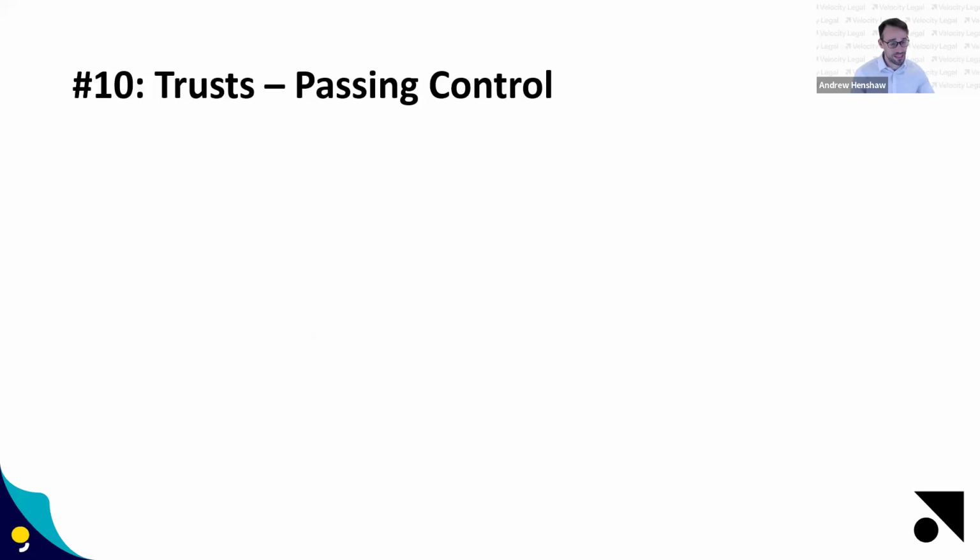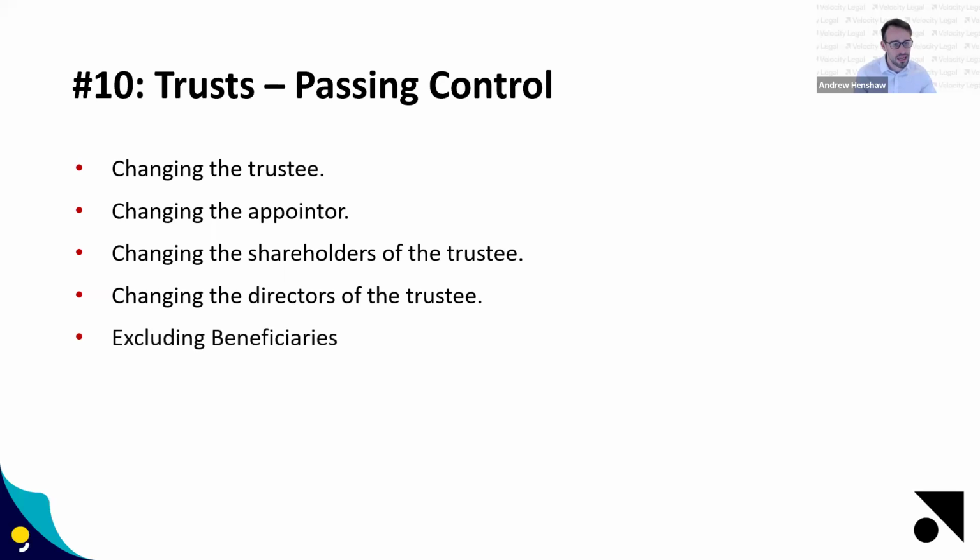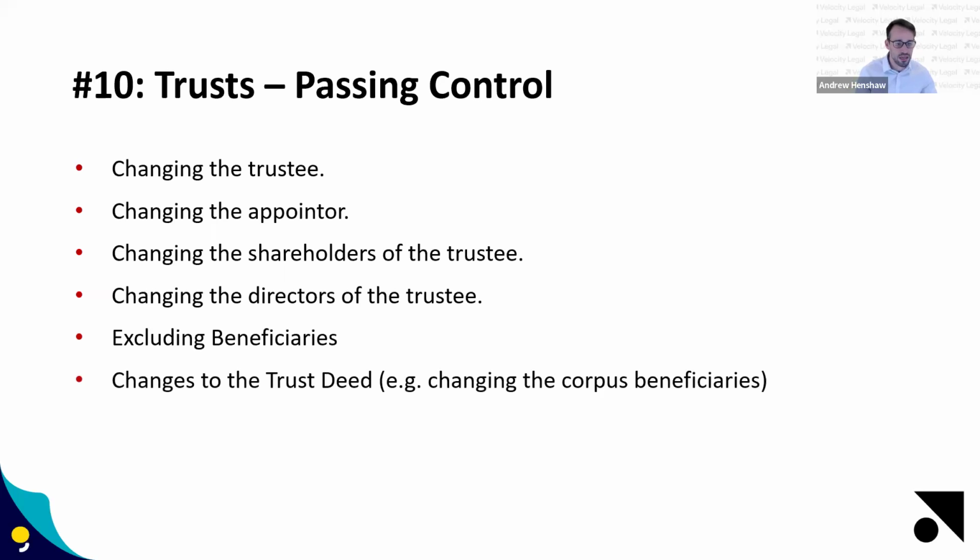The final of the 10 is about passing control. There's a number of ways that you can pass control of a trust. You could change the trustee, the appointor, the shareholders of the trustee if it's a company, the directors of the trustee if it's a company. You might want to exclude beneficiaries because you're passing the control to certain people and you want to exclude others. Or you might actually make wholesale changes to the trustee. You might change corpus beneficiaries, things like that.